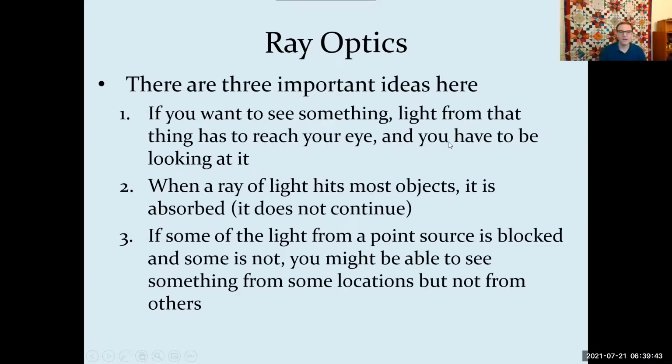All right. So there's a few different important ideas here. One is if you want to see something, light from that thing has to reach your eye. And of course, you need to be looking at it. I can't see something behind me if the light doesn't make it from the thing to me. When rays of light hit most objects, they get absorbed. They don't continue through the object. And you can actually see an object from some places and not others if some of the light is blocked.